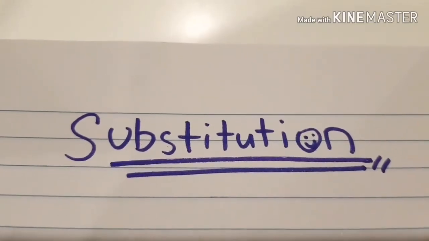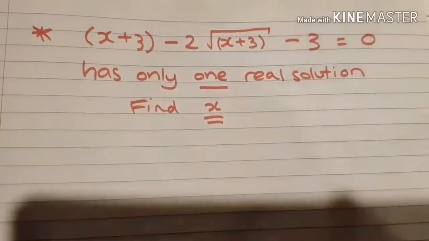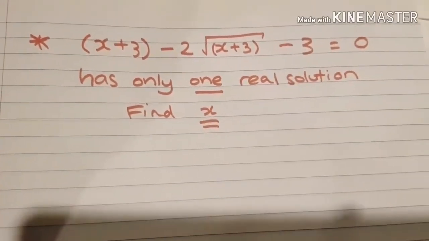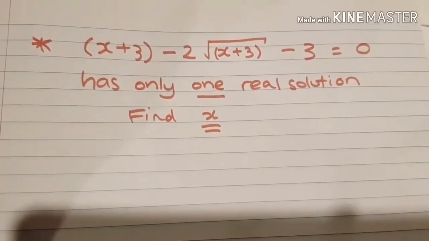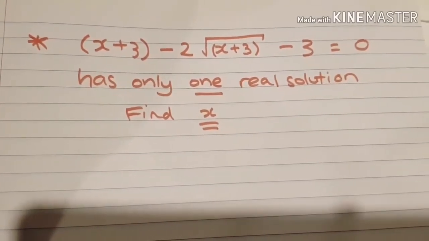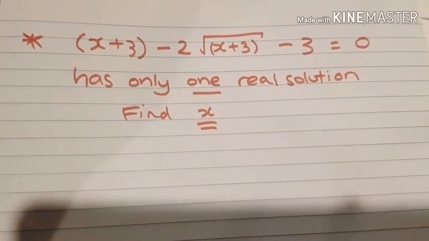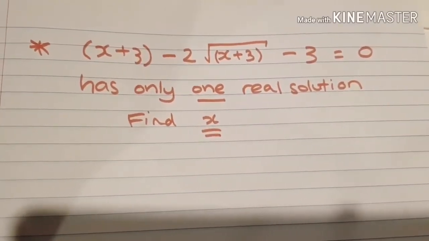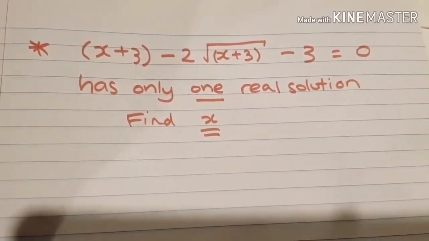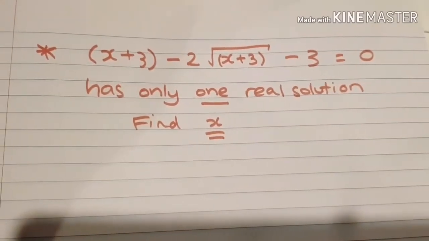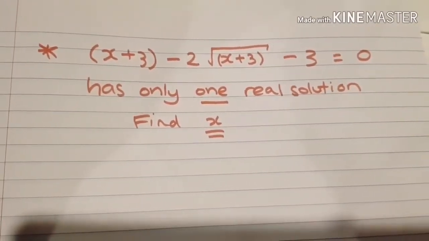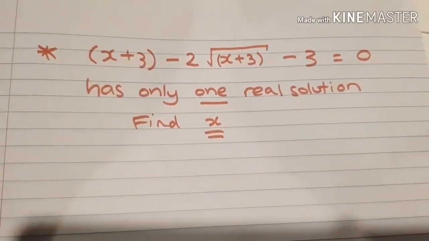Now let's move on to substitution. So number 1, this is the question. x plus 3 minus 2 square root x plus 3 minus 3 is equal to 0. I only have one real solution. Find the value of x. Now let's have a look at it. This is too hard to solve. Can we use the substitution method to make it simpler?